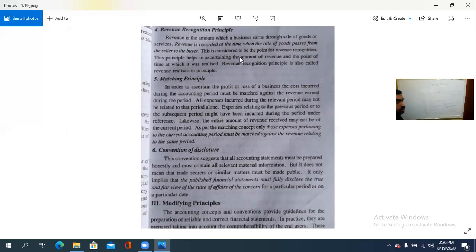So what is that? Disclosure, വെളിപ്പെടുത്തൽ. Though this convention suggests that all the account statements must be prepared honestly and must contain all relevant material information. അതായത് ആരെയും വഞ്ചിച്ചോ അല്ലെങ്കിൽ ഒരു മെറ്റീരിയൽ ഫാക്ട്സോ റിവീൽ ചെയ്യാതിരിക്കുകയോ അങ്ങനെയൊന്നും ചെയ്യരുത്. All the documents should be verifiable as well as disclosable. അതാണ് ഉദ്ദേശിക്കുന്നത്. So, and should be prepared honestly. So, it does not mean that trade secrets or similar matters must be made public. Trade secrets ഒക്കെ എന്ത് ചെയ്യാം, നിഗൂഢമായിട്ട് തന്നെ വെക്കാം, ഓക്കെ, ഗോപ്യമായിട്ട് തന്നെ വെക്കാം.